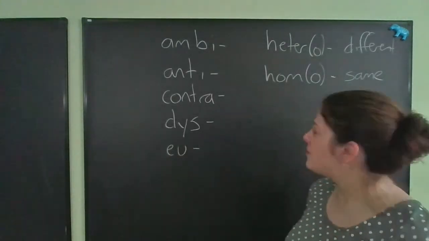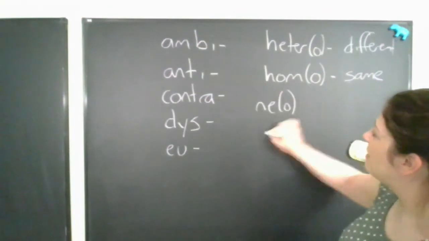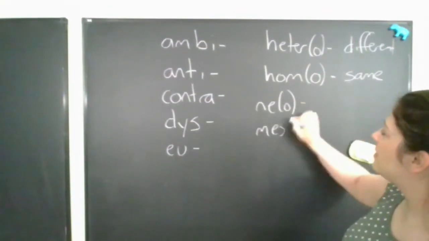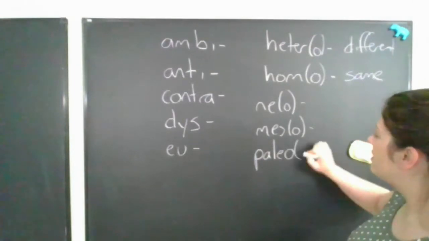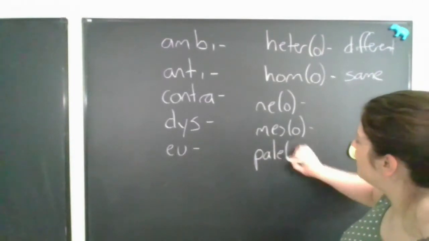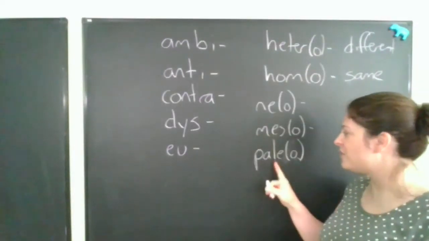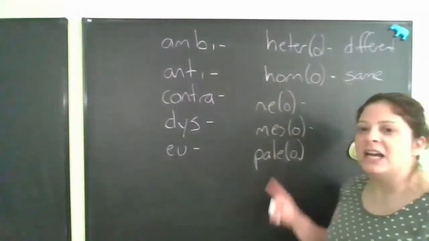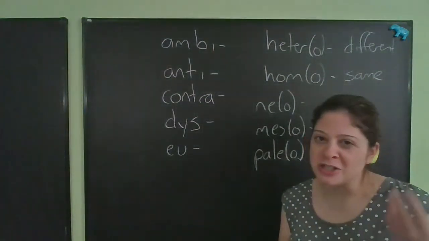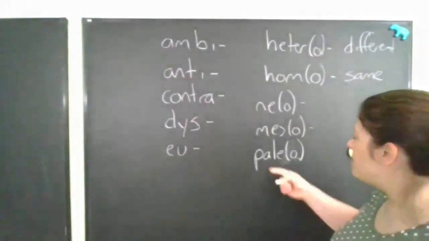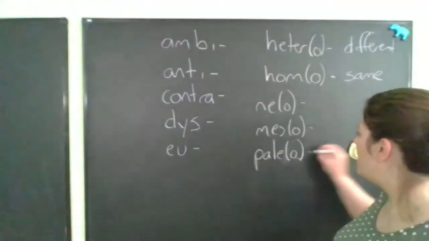Here's another set. I'm going to do these together. We'll do neo, meso, and paleo. Oops. Gotta get the O in there. I think on the handout I wrote paleo with an A after the L, like P-A-L-A-E. And that's a perfectly acceptable spelling. It's more common in British English. I just wasn't thinking. In American English, we tend to drop that A, and it's just P-A-L-E-O is our prefix.